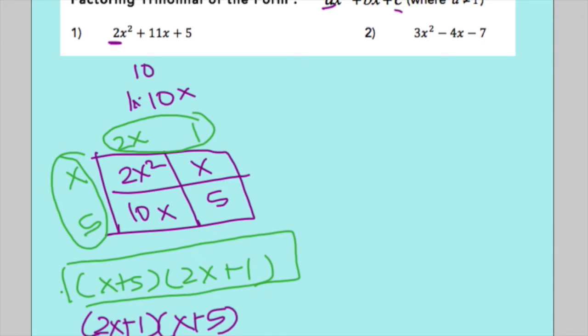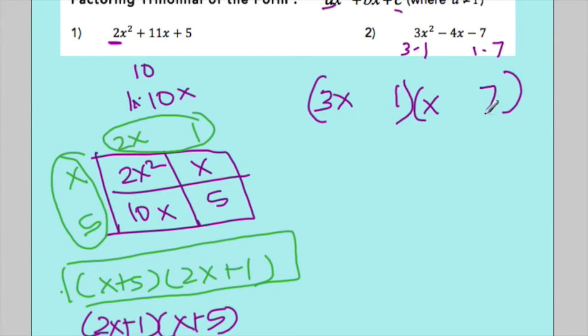I'm going to set up my two sets of parentheses right away, and I'm going to start guessing. The nice thing about 3 is the only thing that multiplies to 3 is 3 times 1. So I know I'm going to have a 3x and a 1x. The next thing is, because my first two multiply to my a term, now I'm going to look at my c term. We need to multiply to negative 7. The nice thing about 7 is the only thing that does that is 1 times 7. So let's go ahead and just try this. I'm going to put 1 in here and 7 in here.